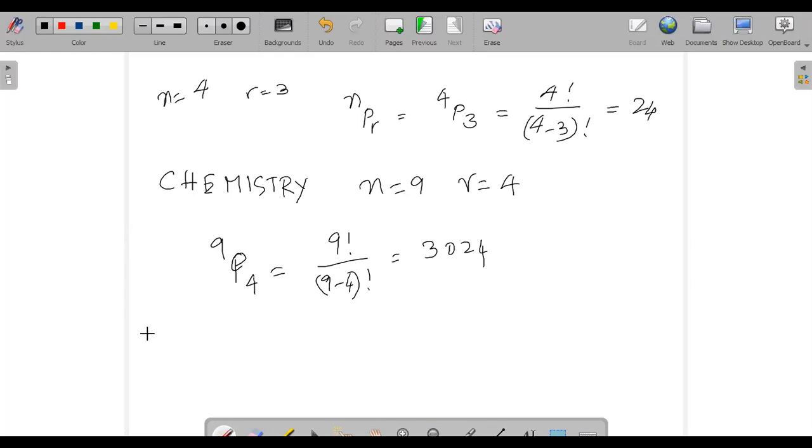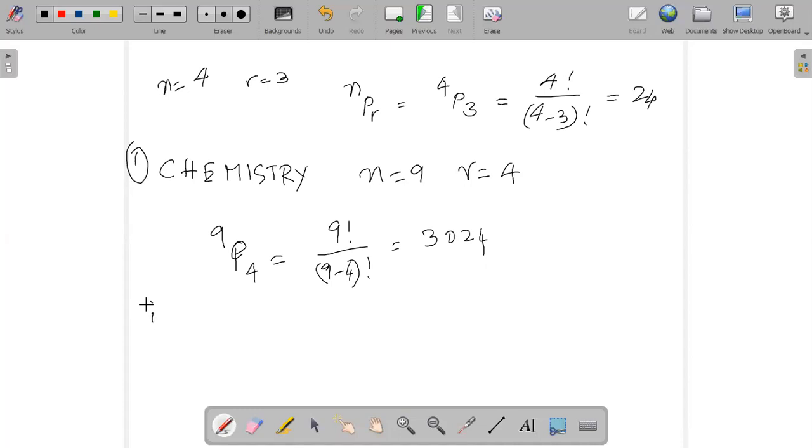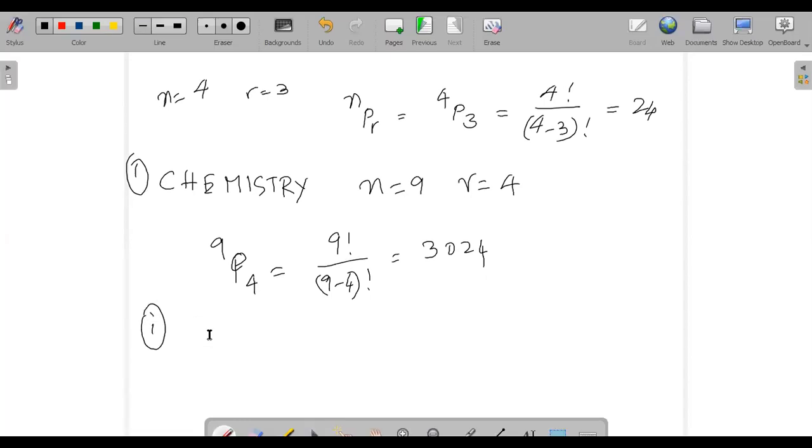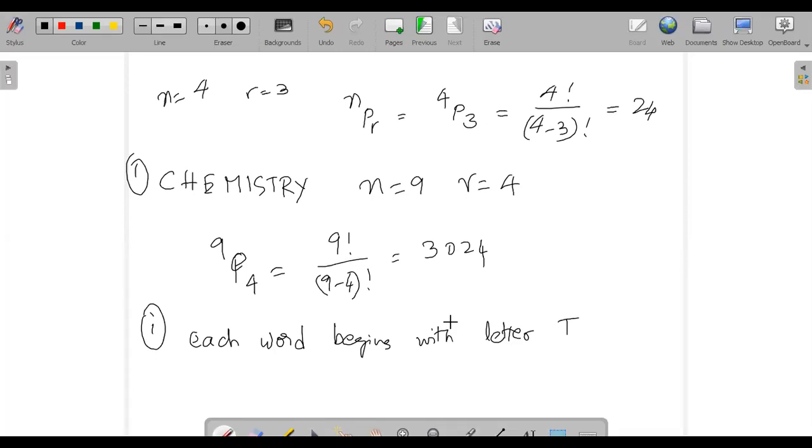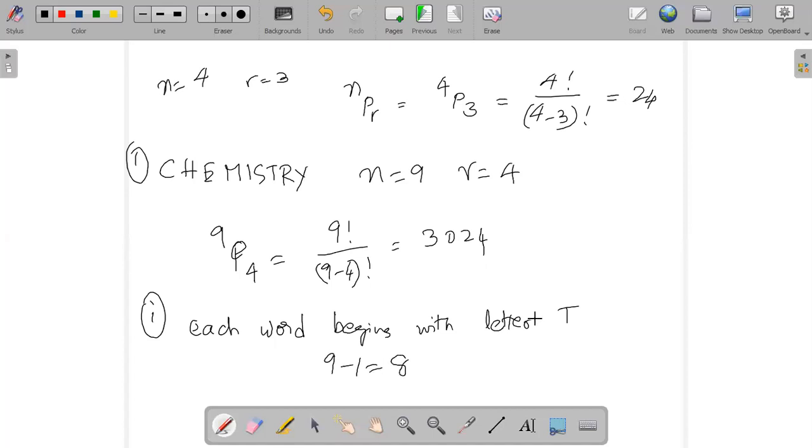Now let me put another part of this. My question is, each word begins with the letter T. Now, if the four-letter word is to begin with T, then the next three letters in the word can be chosen from the remaining. So you'll have 9 minus 1, which is 8.